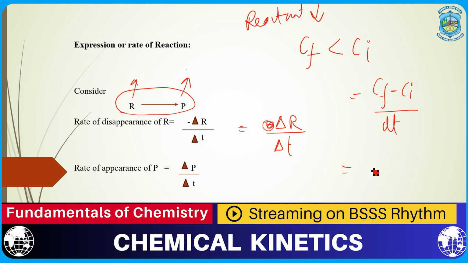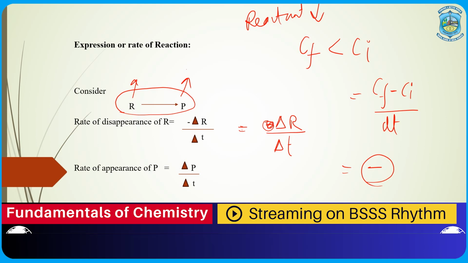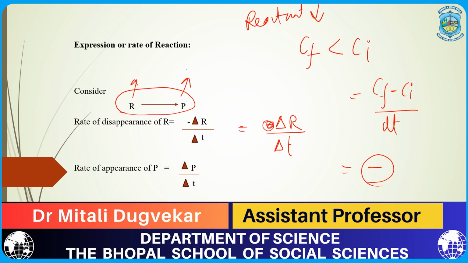But this will be a negative quantity. Why? Because the final concentration is less. A smaller number cannot be subtracted from a greater number without leading to a negative sign. So I will obtain this negative sign. But the rate of reaction can never be negative. You cannot find a rate of reaction that is negative in nature.